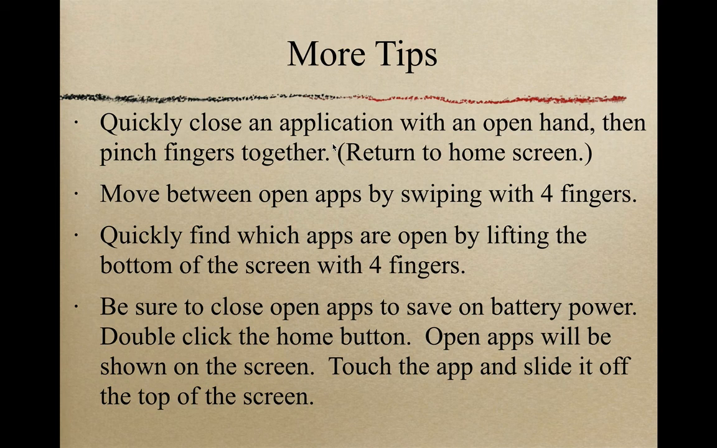You can quickly find what apps are open by lifting from the bottom of the screen up. Also, a little key here, be sure to have applications closed to save on battery. To do that, you're going to double click the home button. It's going to show you what apps are open. And then you're going to go through and just slide the apps up off of the screen to close the app.